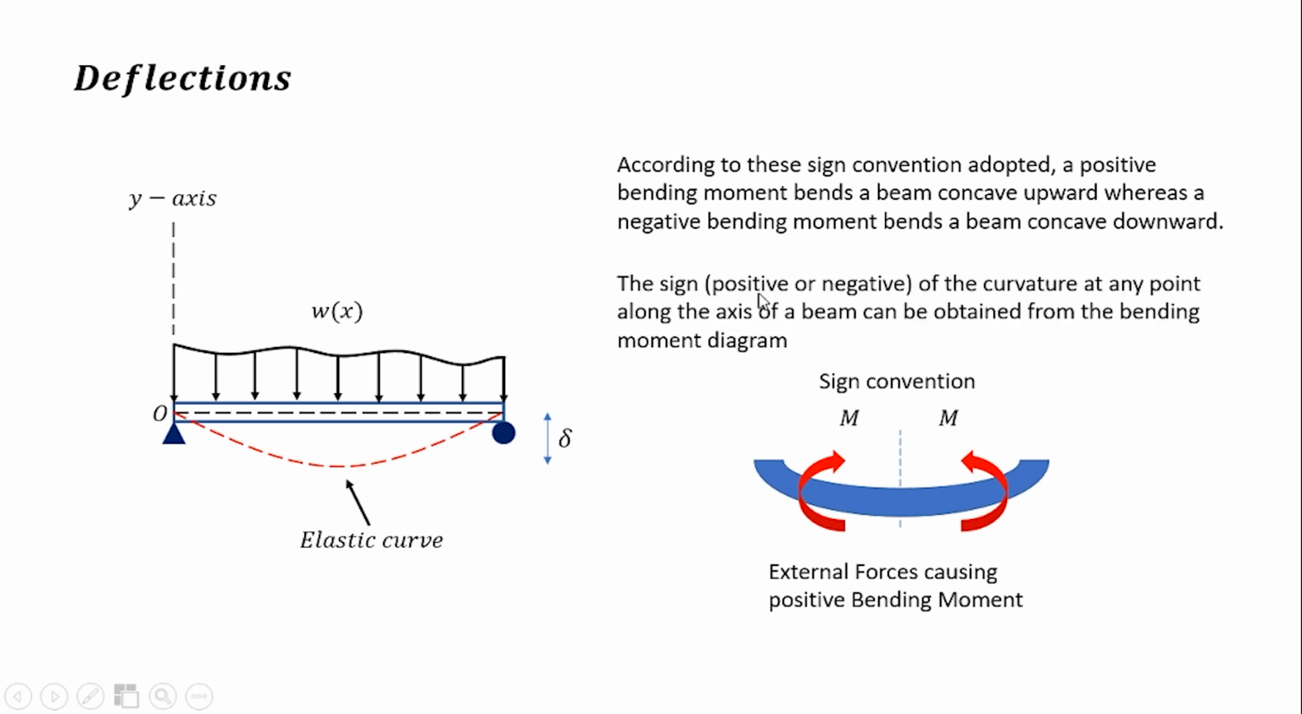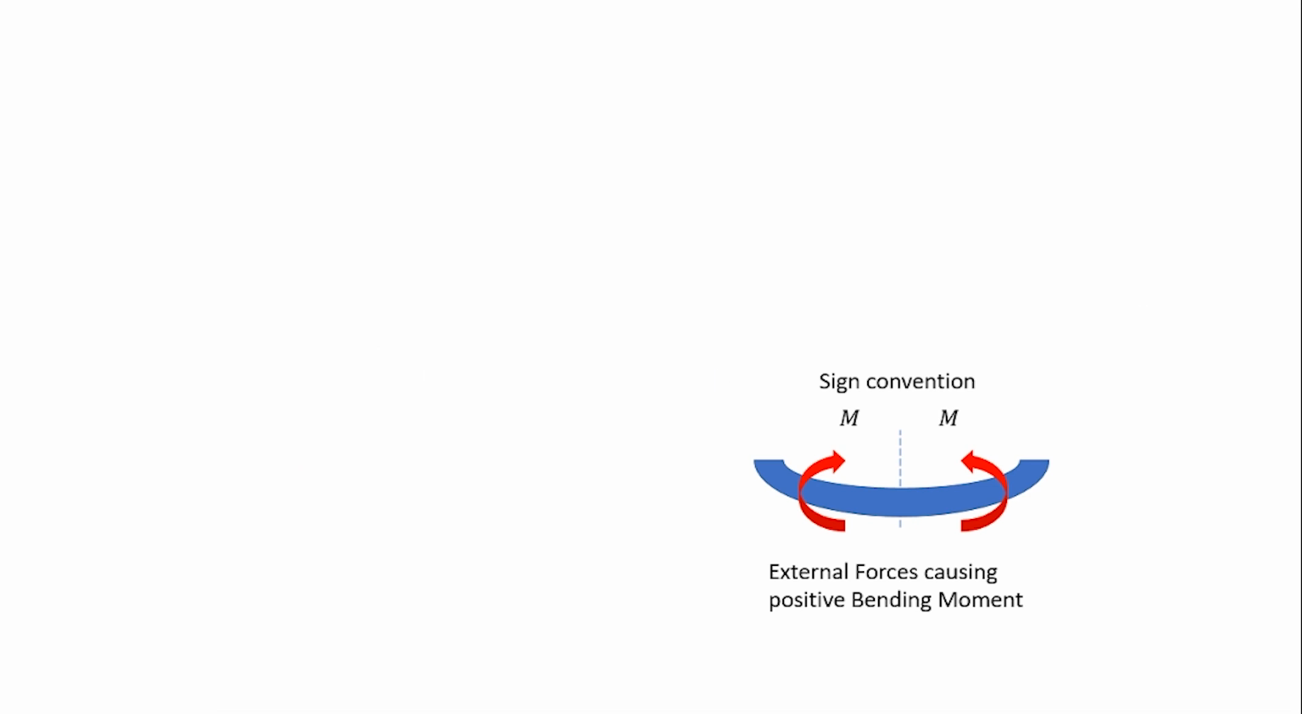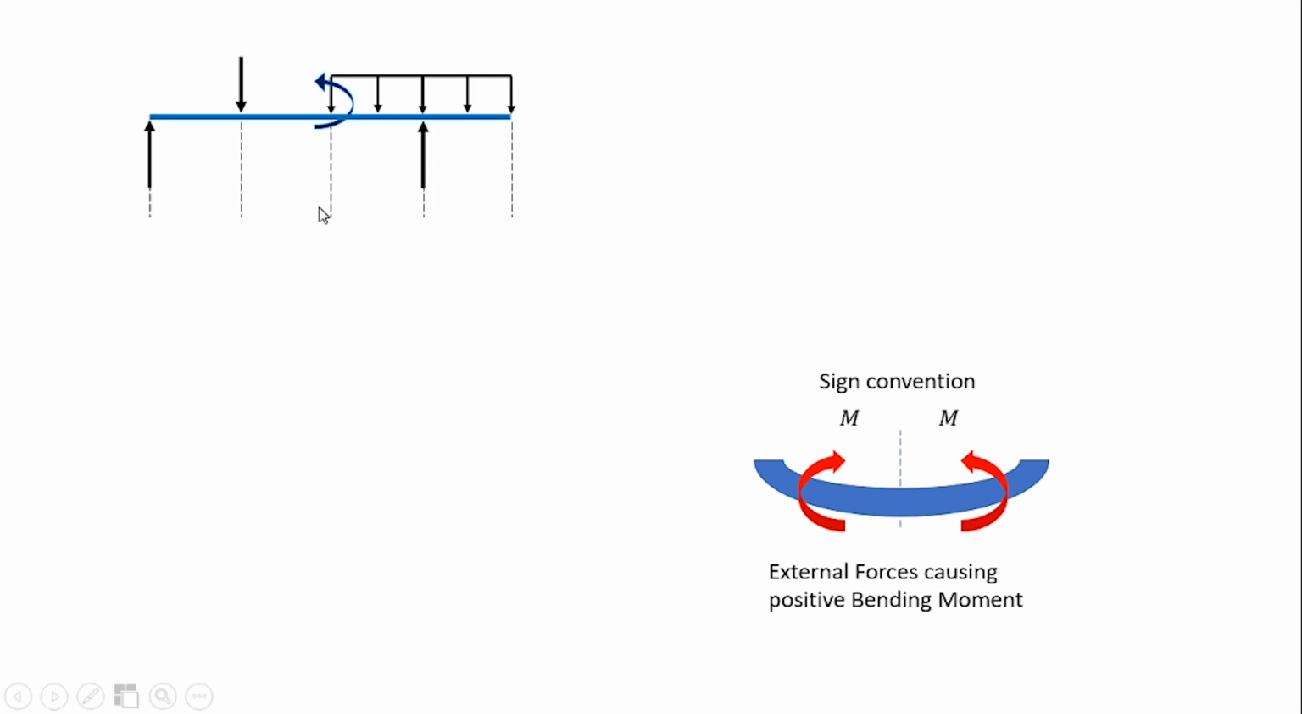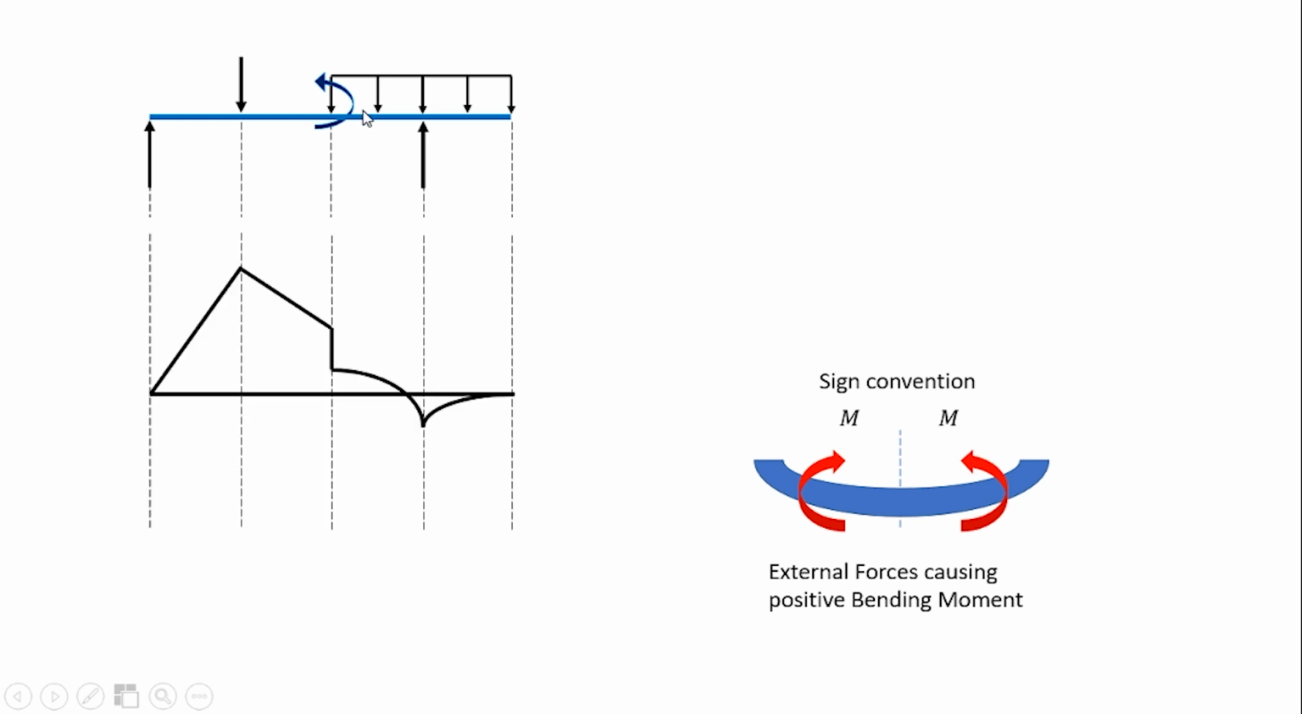And the sign, so positive or negative, of the curvature at any point along the axis of the beam can be obtained from the bending moment diagram. So, para mas maintindihan natin yung sinabi, let's say we have a problem here na simply supported beam, na mayroon tayong concentrated load, distributed load, and a moment. If we draw the moment diagram niyan, ito yung drawing niya, so meron tayong positive moment and a negative moment.